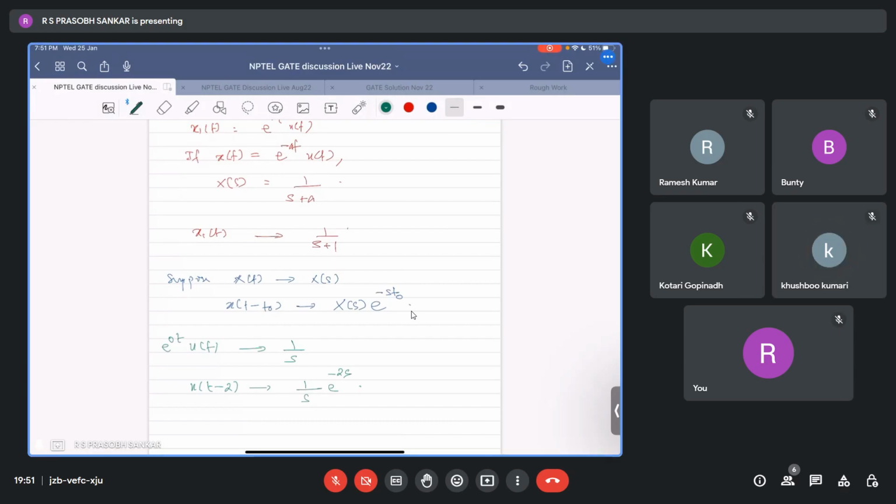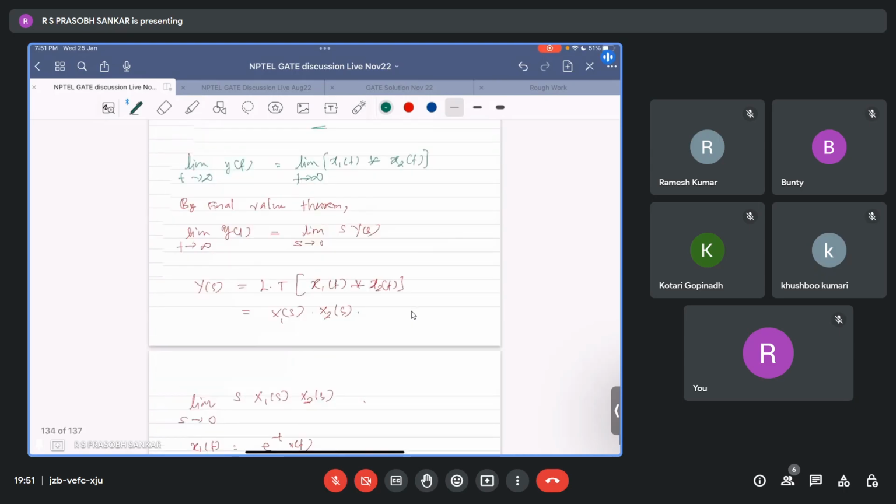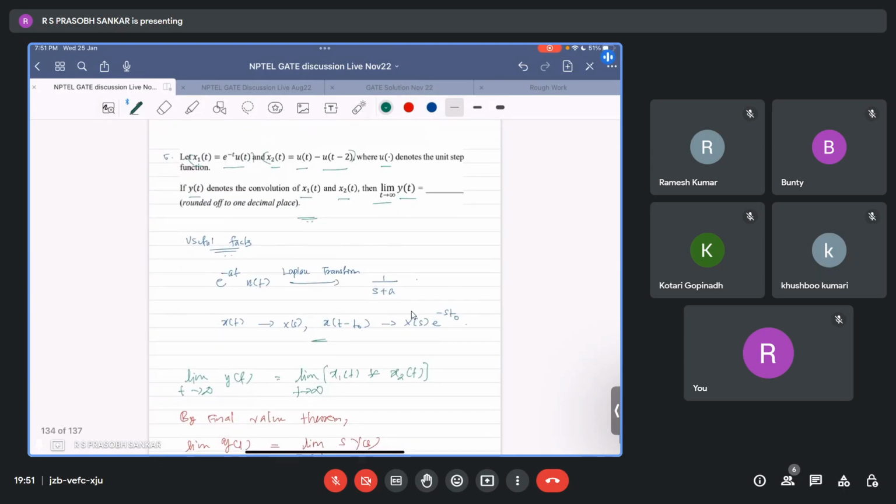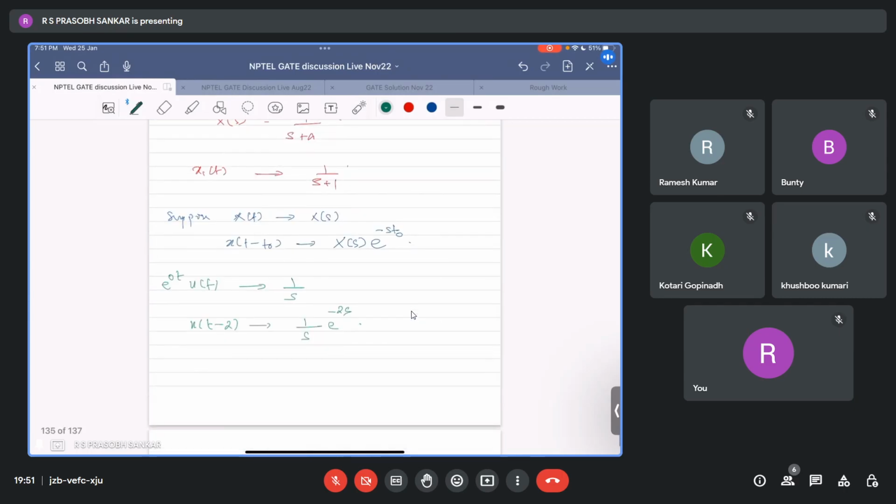Okay, thanks. So what do we have? The second signal x2(t) is u(t) minus u(t minus 2). Therefore, x2(s) will be 1 by s minus 1 by s e raised to minus 2s.